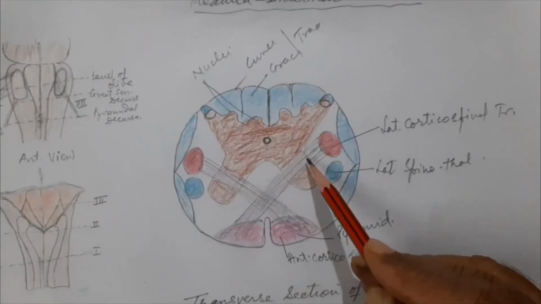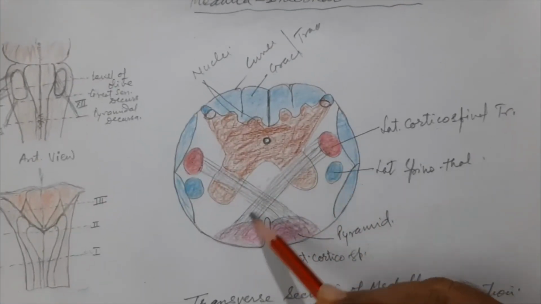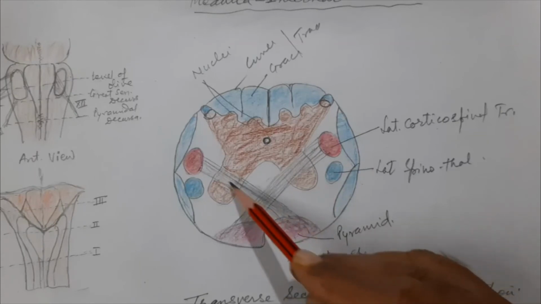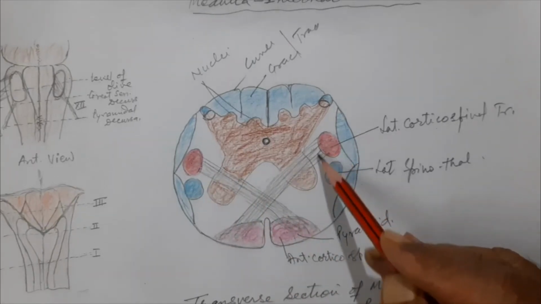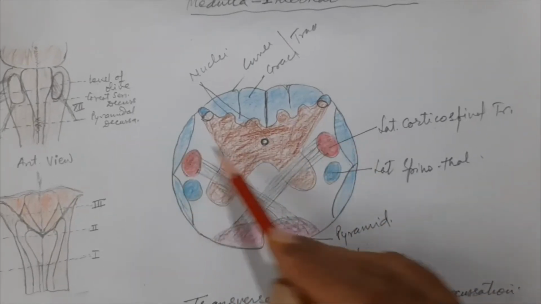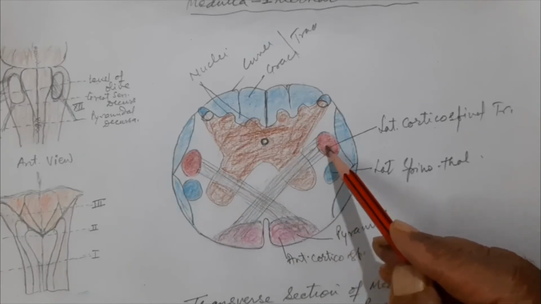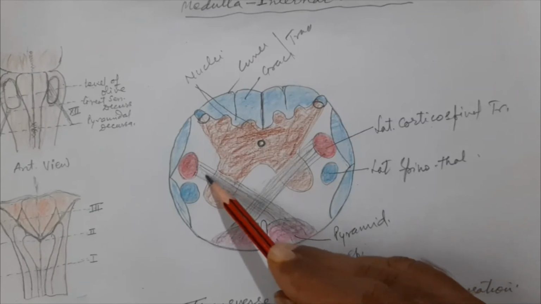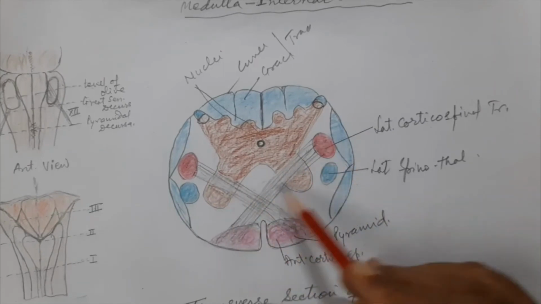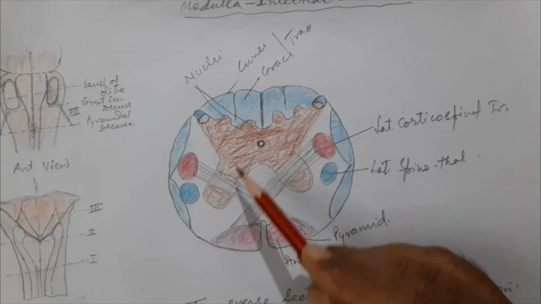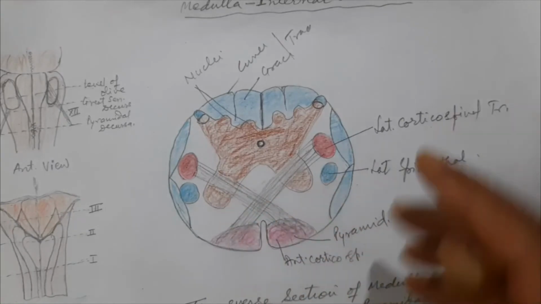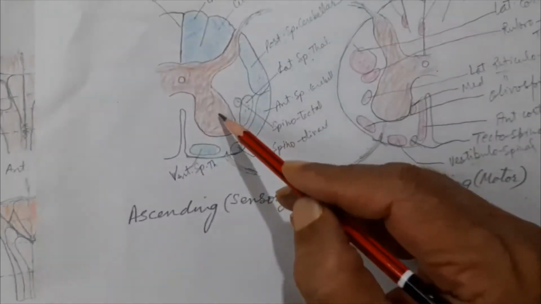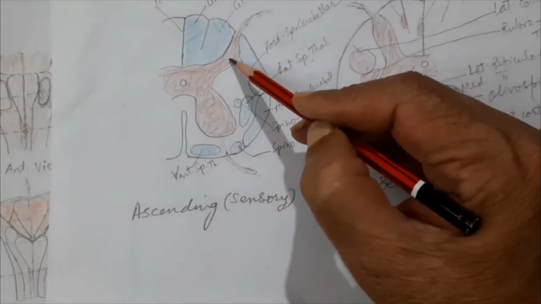Now, because of the passage of the fibers posterolaterally from the pyramid towards the lateral white column of the spinal cord on either side of the gray matter here, this is crossing through the anterior gray column. See, this is anterior, this is posterior gray column, and this is the anterior gray column of the spinal cord.